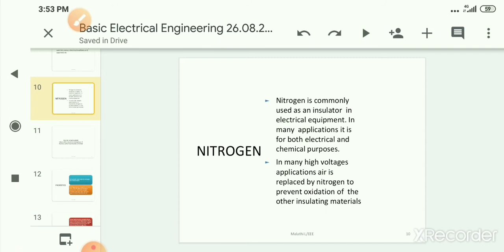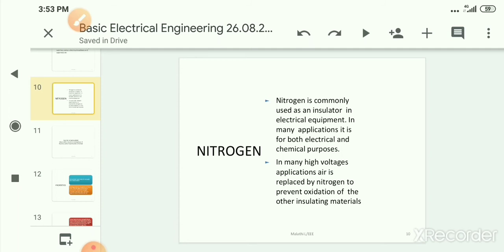In the previous case we studied hydrogen. It is easily oxidized. It reacts with oxygen to form H2O. And one more time it reacts with oxygen, then it will form H2O2, meaning hydrogen peroxide. So it is not used for those types of applications. Nitrogen is used in applications where prevention of oxidation is required.